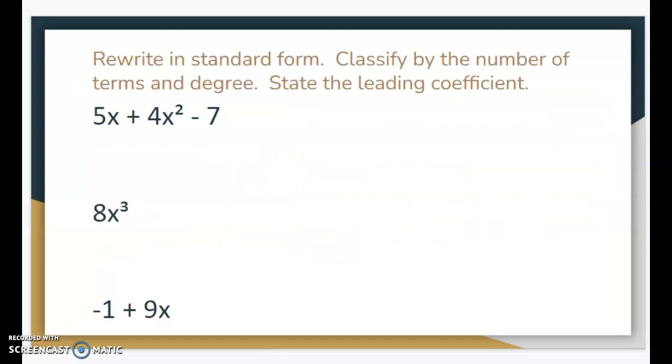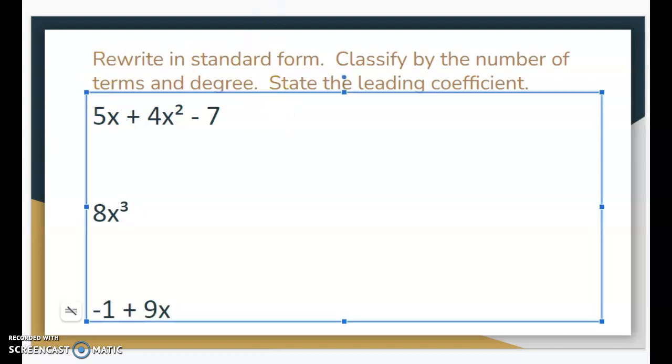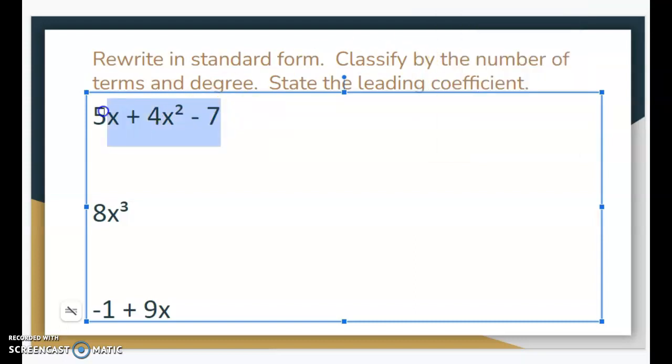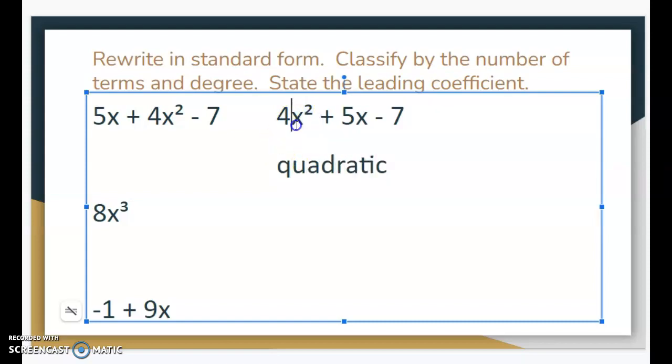Okay, rewrite in standard form, classify by the number of terms and degree, and state the leading coefficient. So here we've got a polynomial, and I'm just going to copy it so I can rearrange it easily. To put it in standard form, you need the x squared at the beginning, because that's your largest exponent of your variable. If we're going to classify by the degree, this has got something to the second power, which makes it quadratic. By the number of terms, there are 3 terms, which makes it a trinomial. And the leading coefficient is going to be 4.